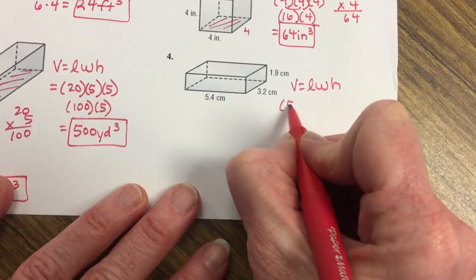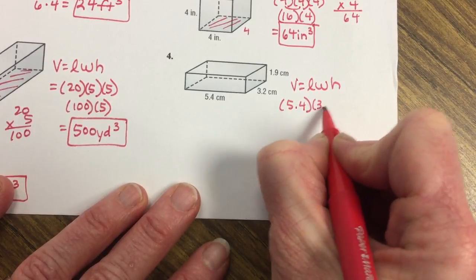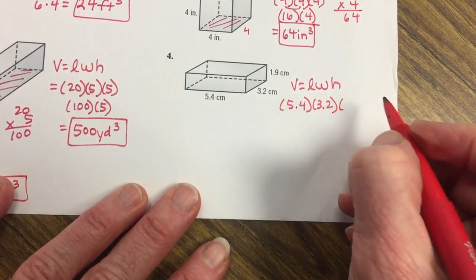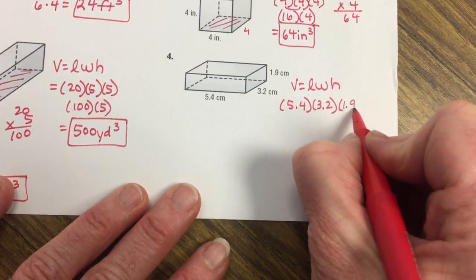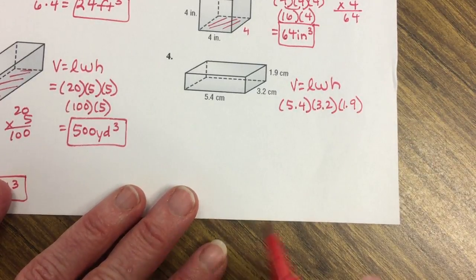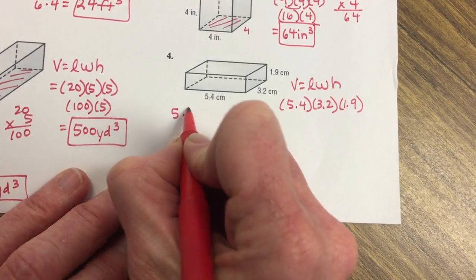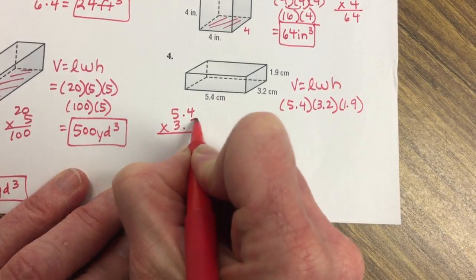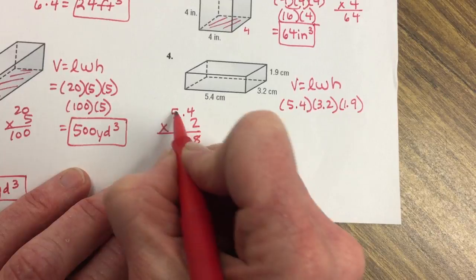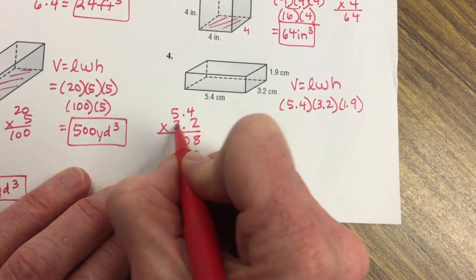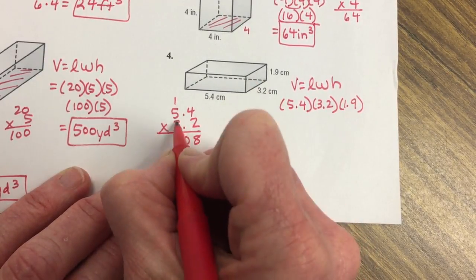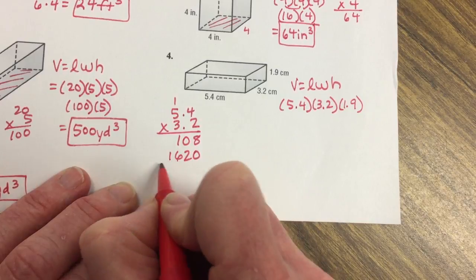All right, and the last example is still going to be length times width times height. So I'm going to do 5.4 times 3.2 times 1.9. All right, so using some decimals this time, just be careful keeping track of your decimals. So I'm going to multiply 5.4 times 3.2. 2 times 4 is 8, 2 times 5 is 10. Start with a 0. 3 times 4 is 12, carry your 1. 3 times 5 is 15, plus 1 is 16.